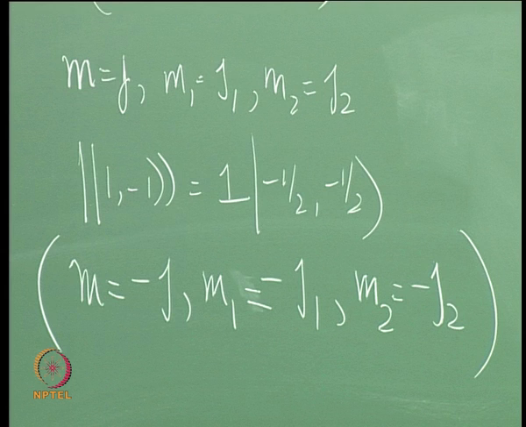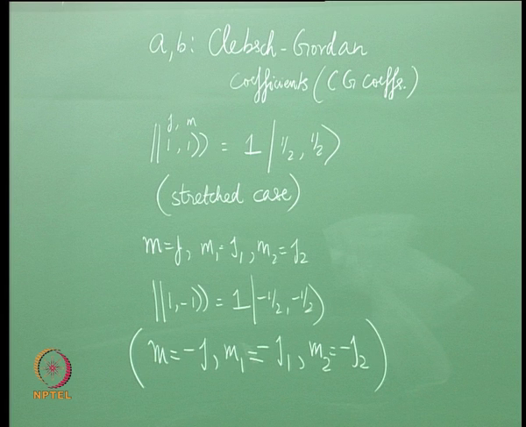I would say the same thing for 1 comma minus 1, because that could have come only from M1 equals minus half and M2 equals minus half, and that is also a stretched case. So a stretched case is this, or M equals minus J, M1 equals minus J1, M2 equals minus J2. When we discuss a stretched case, there is exactly one CG coefficient, and that is simply unity. So looked at from the coupled basis framework, the basis state is 1 comma minus 1. In the uncoupled basis, it simply translates to minus half comma minus half.